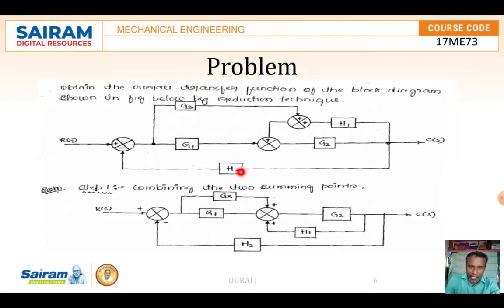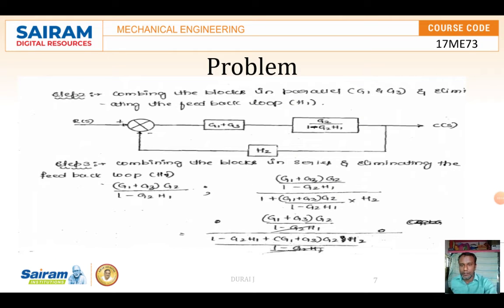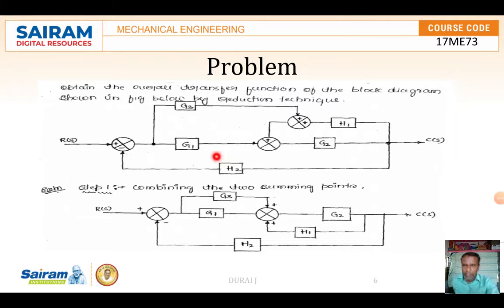Then you can see another type. Here there is a summing point, and another summing point placed over here. How to eliminate these two, you can see in this type of block diagram. Here R of S, G3, G1, G2, H1 and H2 are provided. This is one feedback loop, this is another feedback loop, and this one is the forward path. Eliminating these two summing points into a single one, it will be connected like this.